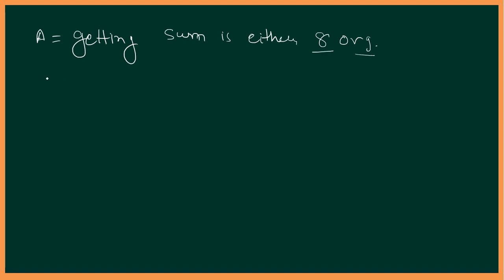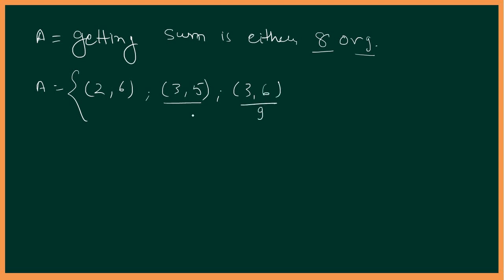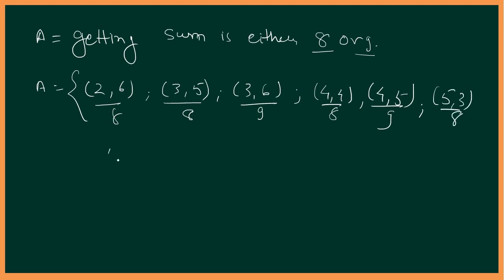So we can write it like where we will get 2 in the first time, 6 in the second time. Similarly, we can write 3 in the first time, 5 in the second time, then our sum will be 8. Then 3 in the first time and 6 in the second time, then we will get sum is equal to 9. Here we will get sum is equal to 8. Similarly we can write 4 4, we will get sum is equal to 8. We can write 4 5, sum will be 9. We can write 5 3, sum will be 8. We can write 5 4, sum will be 9.